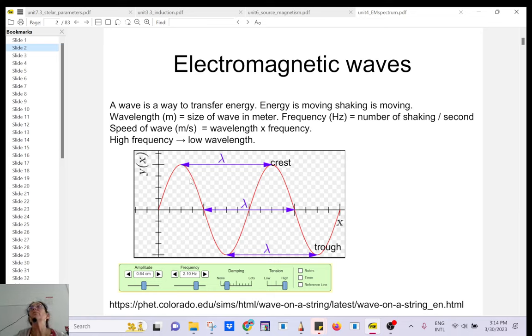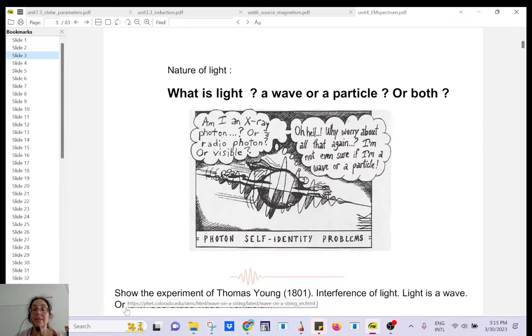So wavelength is a picture in time, and the frequency is one location. You don't move from your location, and you see the wave going up and down. Okay, so I will show you that app next time. Electromagnetic wave or light, sometimes it will behave like a wave, sometimes it will behave like a particle, so sometimes it's called a particle wave.